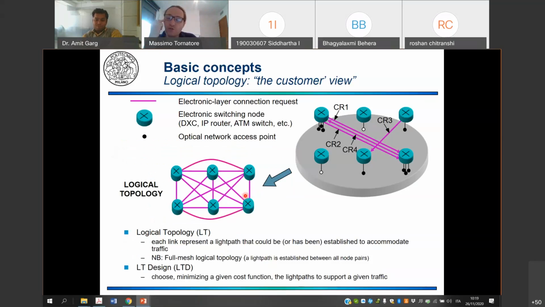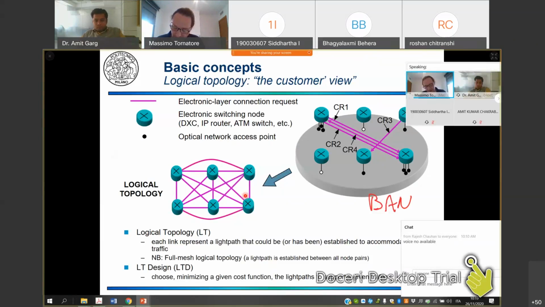So when I say logical topology, I have in mind typically a customer of the network operator. And the example that I like to do is typically a bank, okay, which can be like a large customer of a network operator. The bank has electronic points of presence. So these are most of the time IP routers, okay, typically located in different cities.